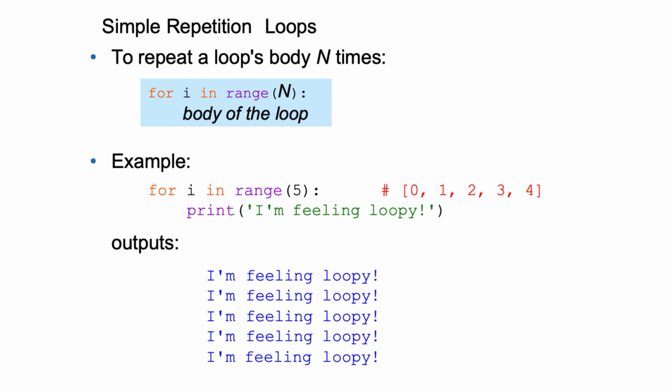Here is the syntax of a simple repetition loop that repeats a loop's body n times. For i in range(n), colon, then body of the loop. For example, if you want to print "I'm filling loop" 5 times, then you would do for i in range(5), colon, print "I'm filling loop".